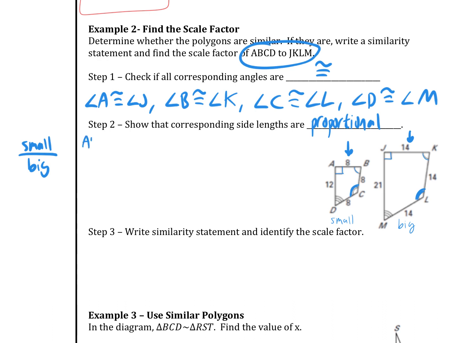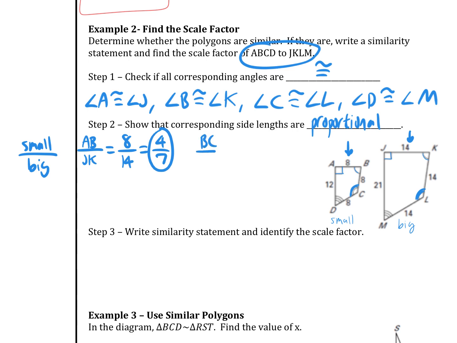So we have AB over what side matches with AB? Well, it's JK. And side length AB is 8. Side length JK is 14. And if we reduce that, we divide by 2, we get 4/7. Okay? So if these are proportional, then all these different side lengths should also be 4/7. If there's even one that doesn't work, they're not going to work here, okay?